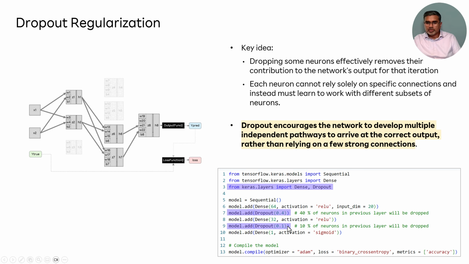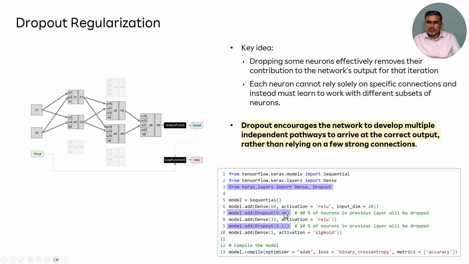And in this case, it'll randomly pick 10 neurons to drop in this layer in the first run, randomly pick another 10 neurons and so on. So its implementation is very simple.